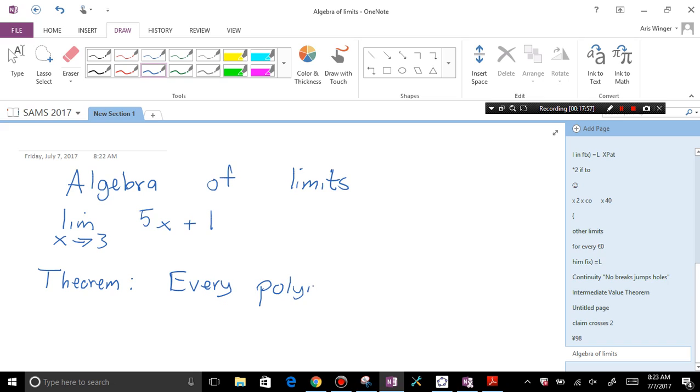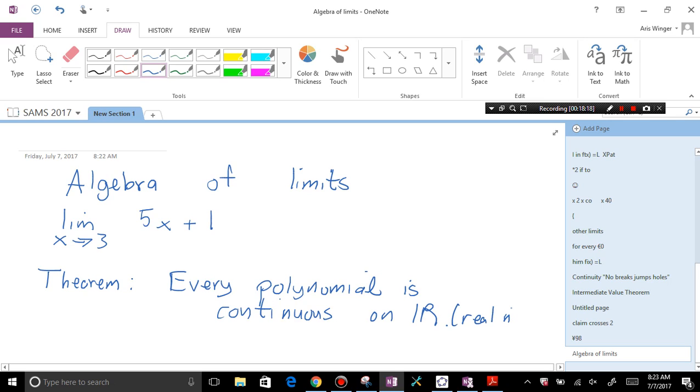Every polynomial is continuous. I had said that on the whole real line. This is my notation for the real line. Have we seen this before? Yeah, R. So that's the whole real line. R is the interval minus infinity to infinity.